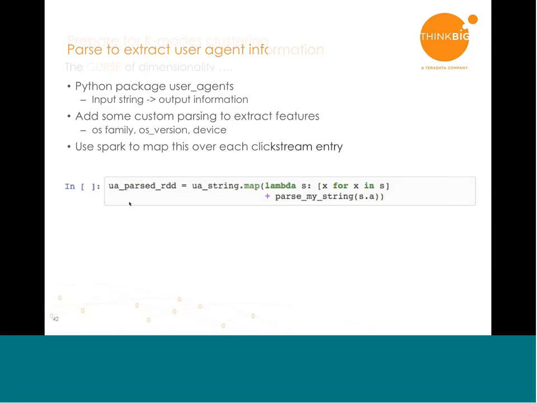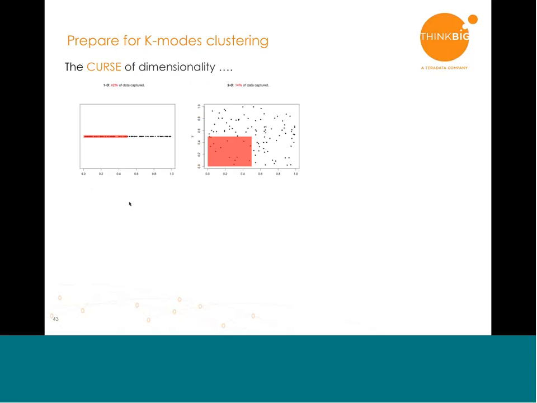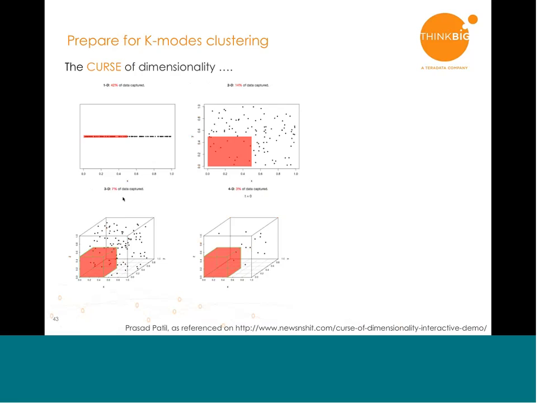There's one more thing that we have to be aware of when we're preparing for K-modes clustering, and that is the curse of dimensionality. This is a great figure that I found from Prasad Patil, who really visualized what the curse of dimensionality is. If I have data in one dimension and I split that dimension in half, I'll capture about half of the data. If I have two dimensions and I split each dimension in half, I will only capture about a quarter of the data. And this gets worse and worse. When you go to 3 dimensions, you'll only get about an eighth of the data. When you go to 4 dimensions, you'll only get about a 16th of the data.